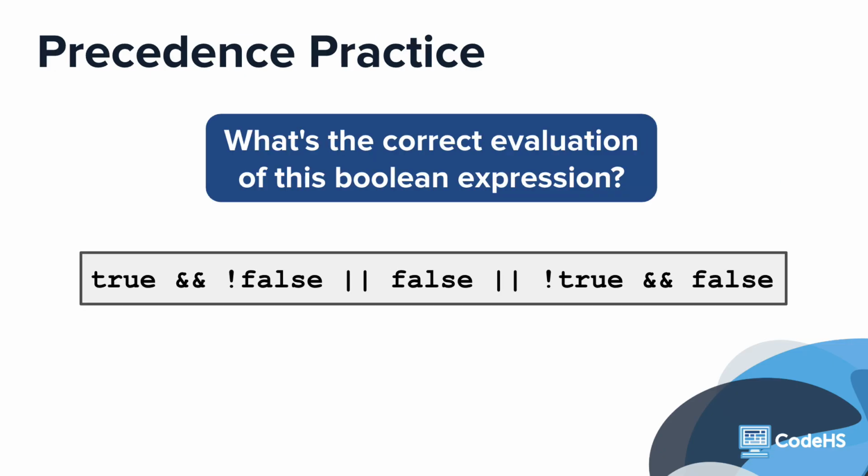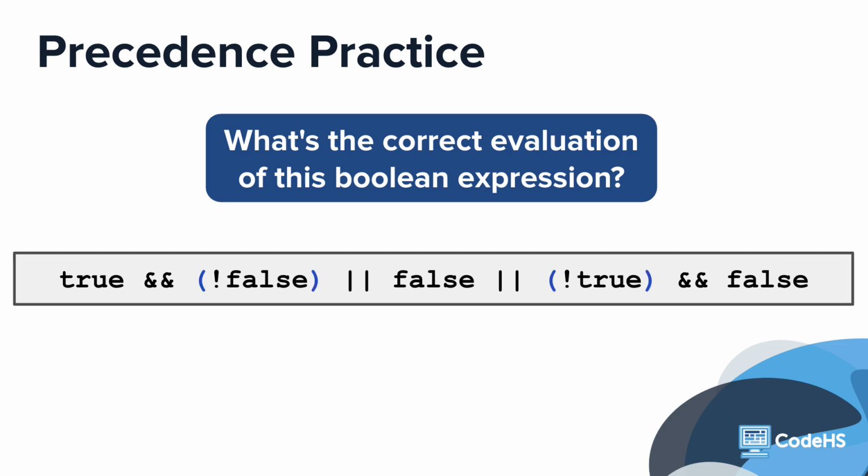Now that you know more about precedence, let's try a more complex practice problem. What's the correct evaluation of this Boolean expression? Pause the video and take a try at solving it. In order to evaluate this correctly, let's put parentheses around the different components that are supposed to take precedence. To start, let's wrap the not operators in parentheses, and then the two expressions with and in parentheses as well.